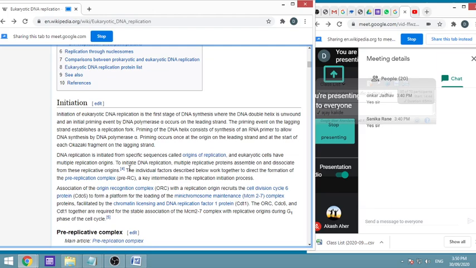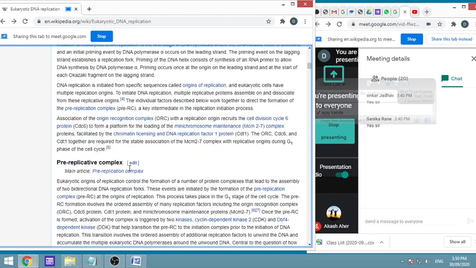It is initiated from specific sequences called the origin of replication. So we have specific codons available. You know codons. When these specific codons are activated, they will cause the replication. They have multiple replication origins, particularly in eukaryotic cells. Multiple replicative proteins assemble on that area, and they will dissociate from these replicative origins. The individual factors described here work together to direct the formation of the pre-replication complex, called the pre-RC, a key intermediate in the replication initiation process.